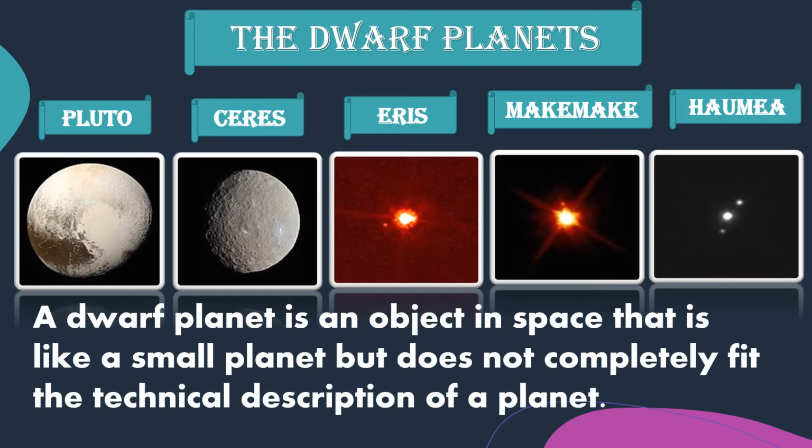A dwarf planet is an object in space that is like a small planet but does not completely fit the technical description of a planet. They are extremely cold and dark. The five dwarf planets of the solar system are Pluto, Ceres, Eris, Makemake, and Haumea. Pluto, Eris, and the largest asteroid, Ceres, are all dwarf planets.